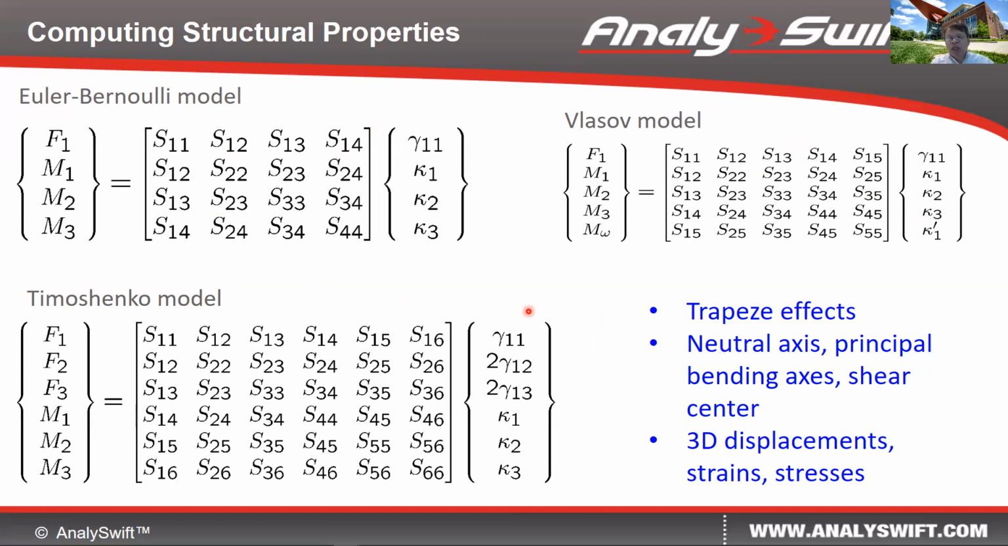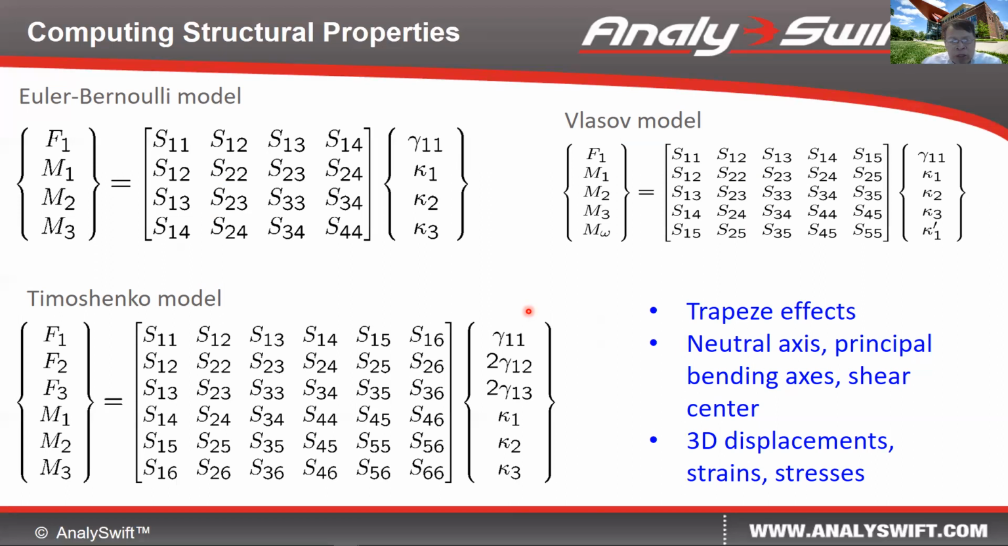For example, for a blade, we can design it in such a way that it has extension and twist coupling. When you're rotating, you have centrifugal force, which then also changes your angle of attack for the purpose of aerodynamics. VABS can also compute the trapeze effect.